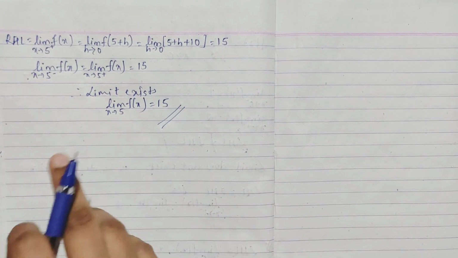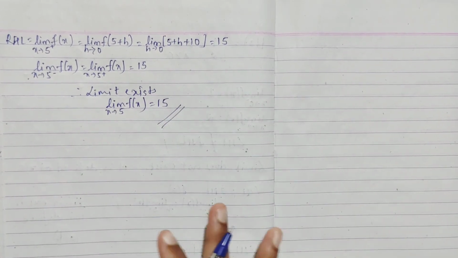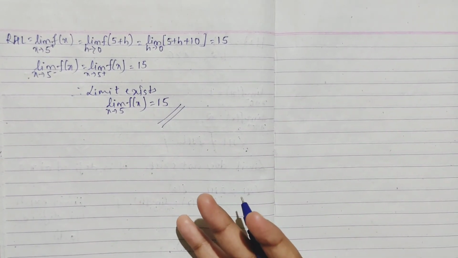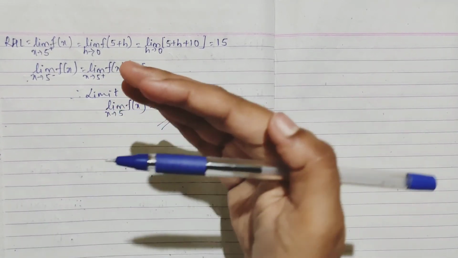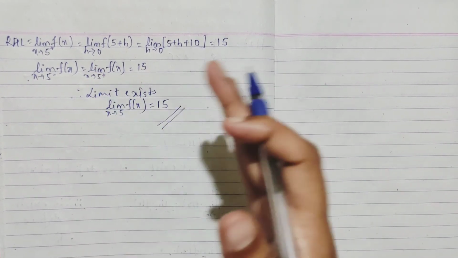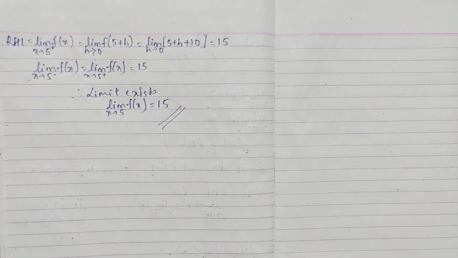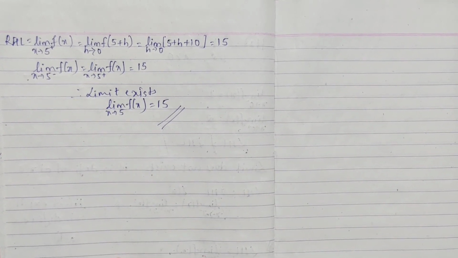For every problem we are not going like this with LHL and RHL. For a few problems we are going. It's not that you can't go, you can go for each problem. If you want to do it in just one step, like how you have to do limits, if you want to do only like this, you can go for that. If you understand it perfectly, then directly you can go for it.